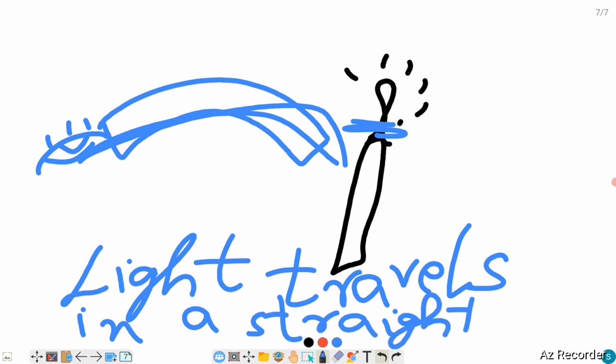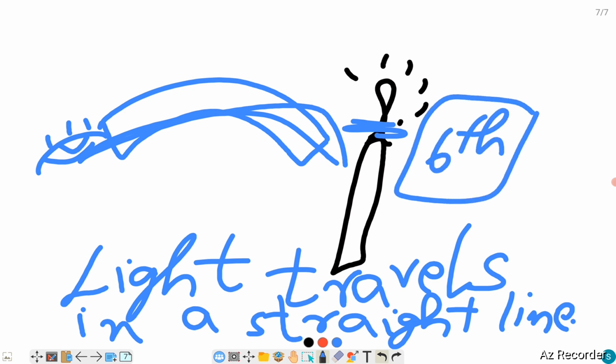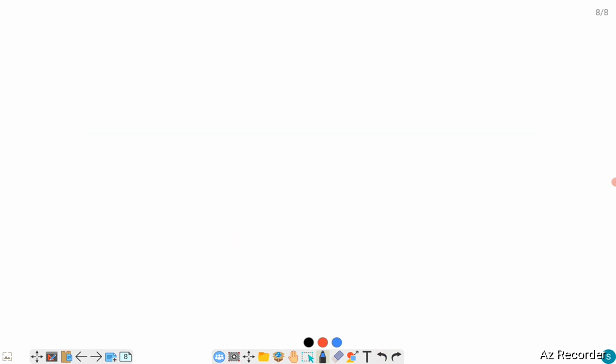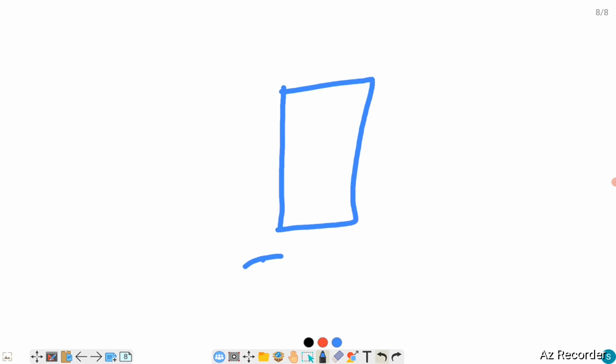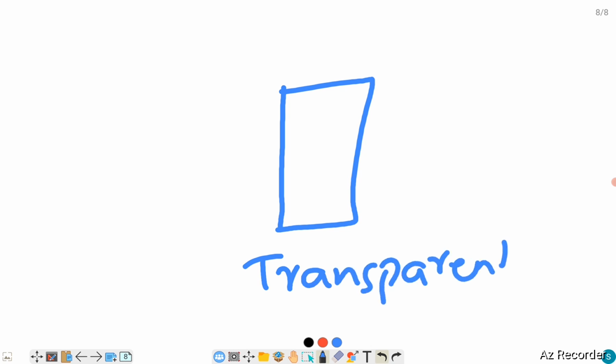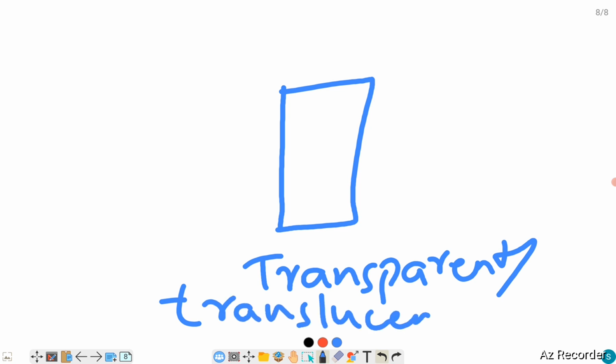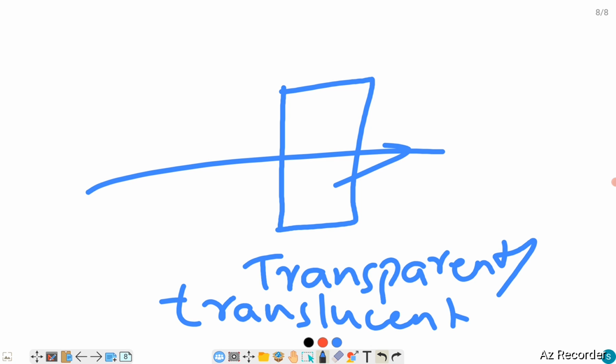Very, very important. You have to remember this. Light always travels in a straight line. You have learned this when you studied in 6th class. Understood? Now, when the light is traveling in a straight line, if there is an object which is transparent or translucent also, let us take both of them, what will they do? They will allow the light to pass through them.